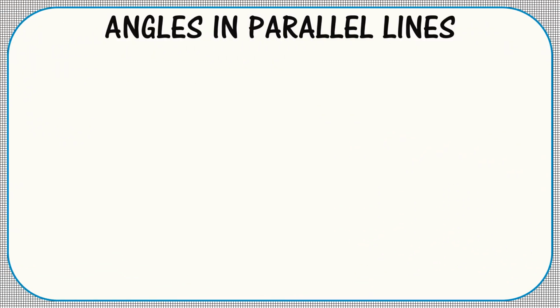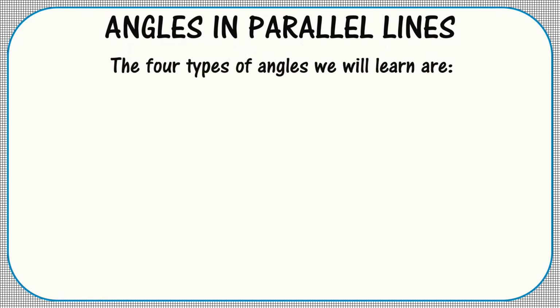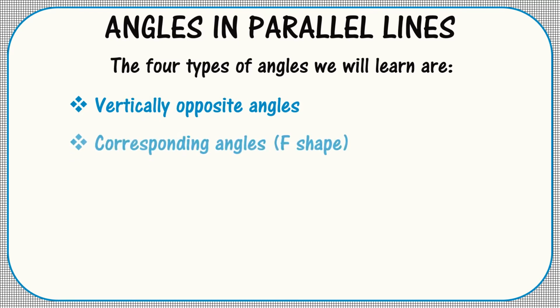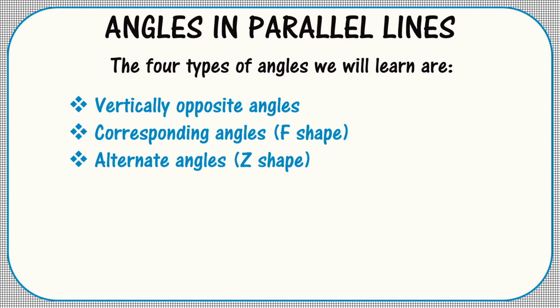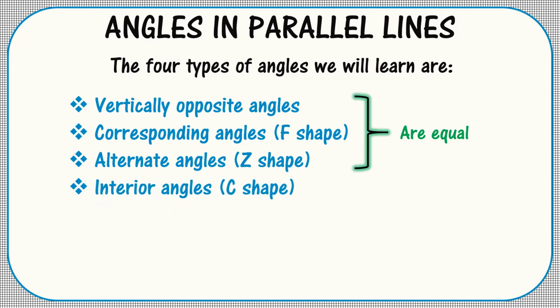So let's go through angles in parallel lines. There are four types of angles we will learn today. They are vertically opposite angles, corresponding angles, alternate angles, and what you should know is that these three are equal. For example, vertically opposite angles are equal, corresponding angles are equal, and alternate angles are equal. The final one is interior angles. Now, interior angles add up to 180 degrees. Over the next few slides, I will explain each one of these in detail.